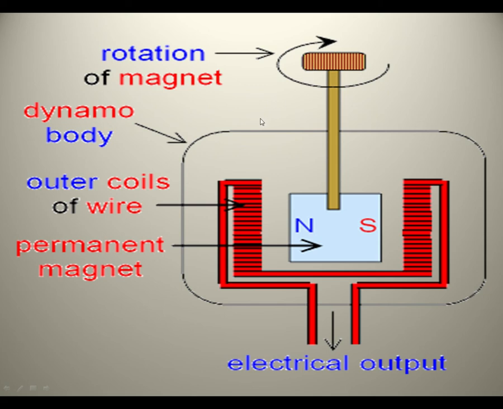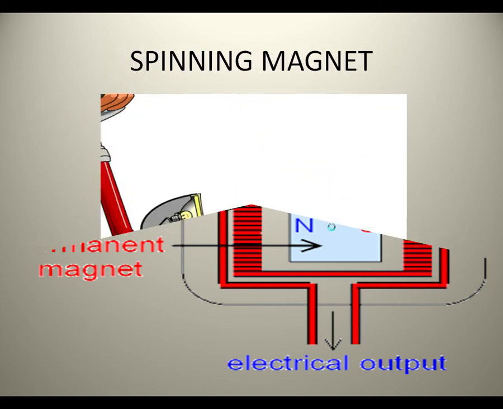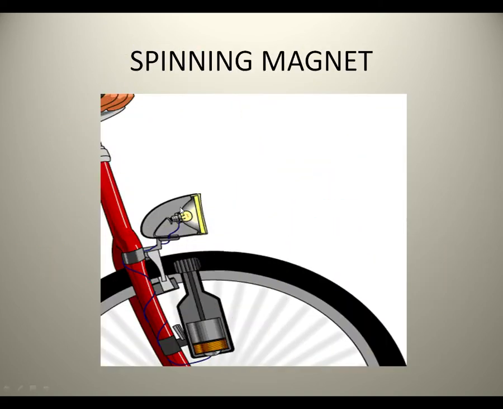To get the dynamo ready to generate electricity, we have to press the driving wheel against the bicycle tire. To generate electricity, we have to pedal. This means this dynamo is connected to the wheel. Can you see in the picture? This dynamo is connected to the bicycle wheel.